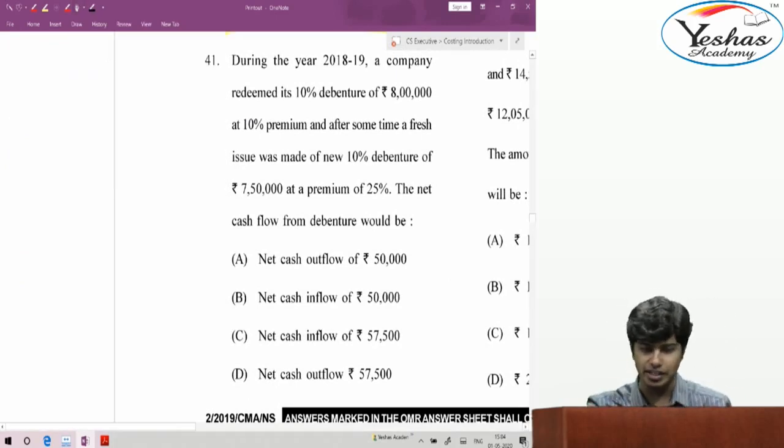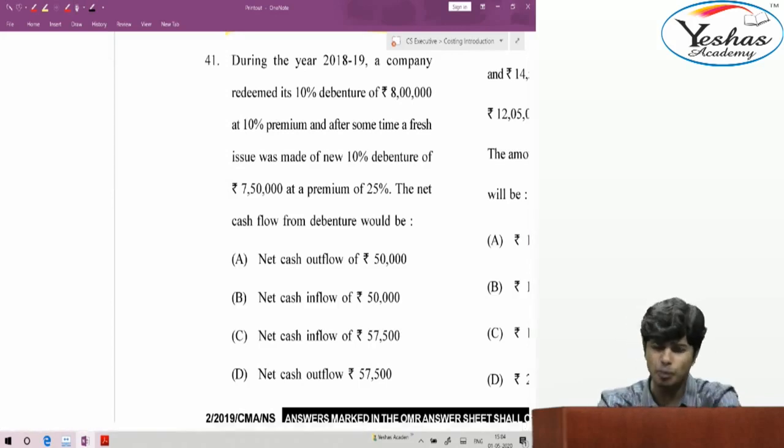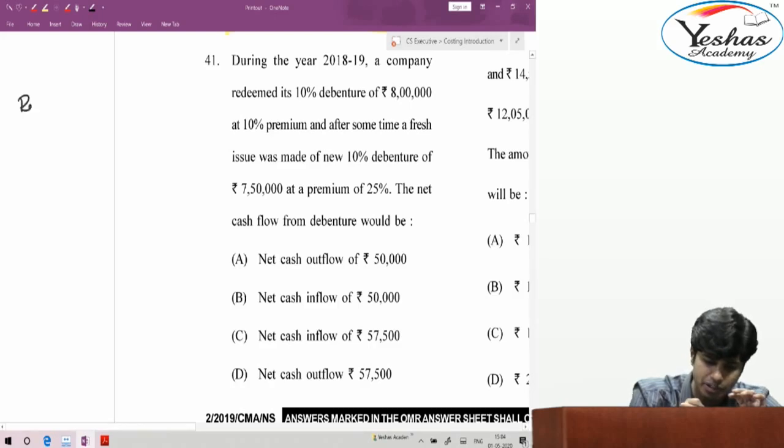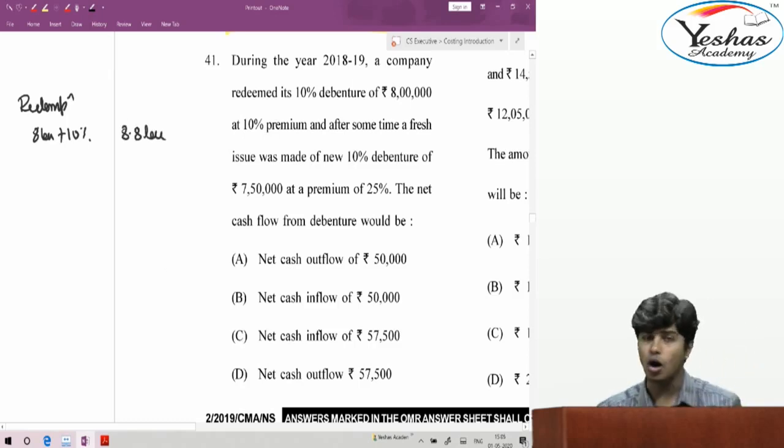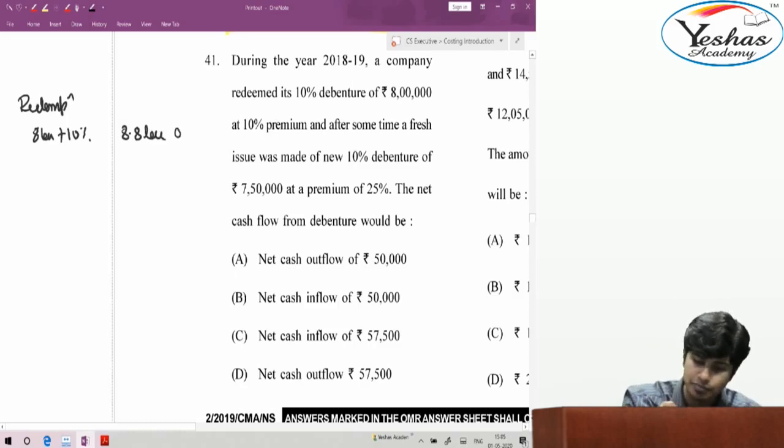During the year 2018-19, a company redeemed 10% of its debentures of rupees 8 lakhs at a premium of 10%. So how much is the redemption that's happening? You're paying 8 lakh plus 10%. That is 8.8 lakh. This is our outflow, because you are paying cash.